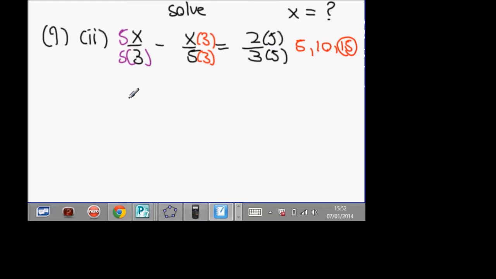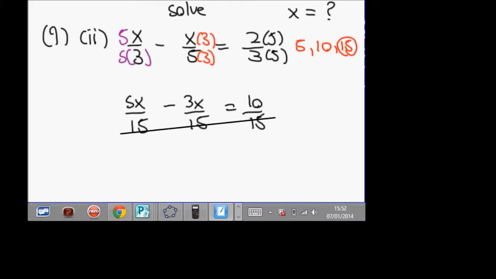Now you just multiply: 5x over 15, minus 3x over 15, equals 10 over 15. Now what happens to the bottoms? You can just cancel across now. So 5x minus 3x is 2x, and that equals 10, so x equals 10 over 2, which is 5. Well done, Orson. Well done.